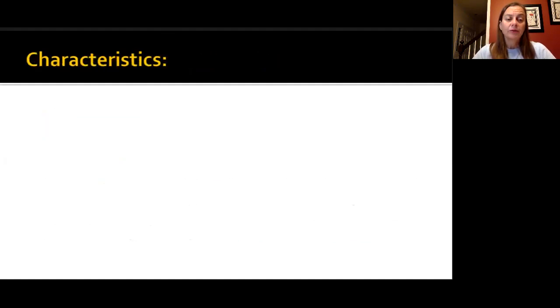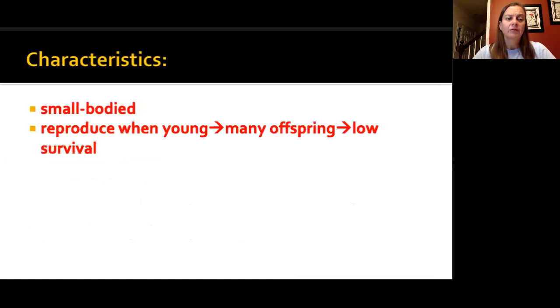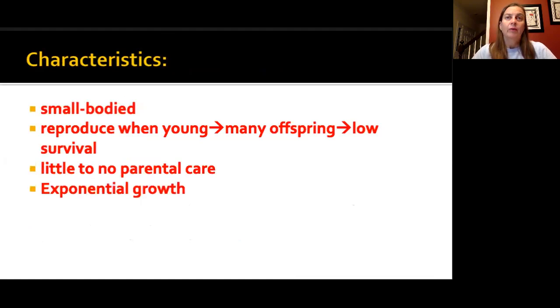Some of the characteristics of R-selected species: these tend to be small animals. They also tend to reproduce when they're young. They have a lot of offspring because very few of their offspring actually survive to adulthood. They tend to offer little or no parental care. When the conditions are favorable, we tend to see exponential growth in R-selected strategists. That's actually why we call them R-selected, because r is the factor for exponential growth.